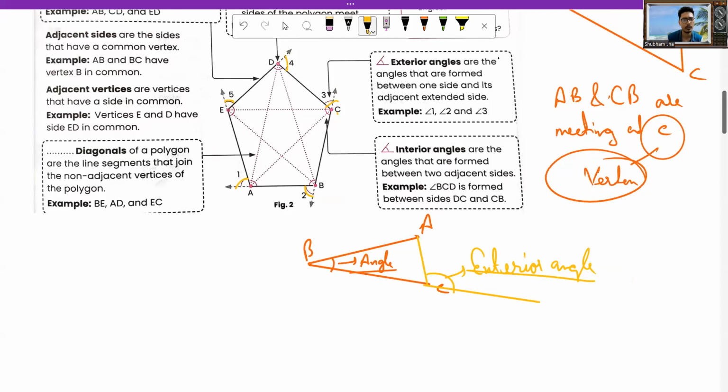These are my exterior angles. What are the interior angles? This angle CDE, this angle DCB, this angle CBA, this angle BAE, and this angle AED.